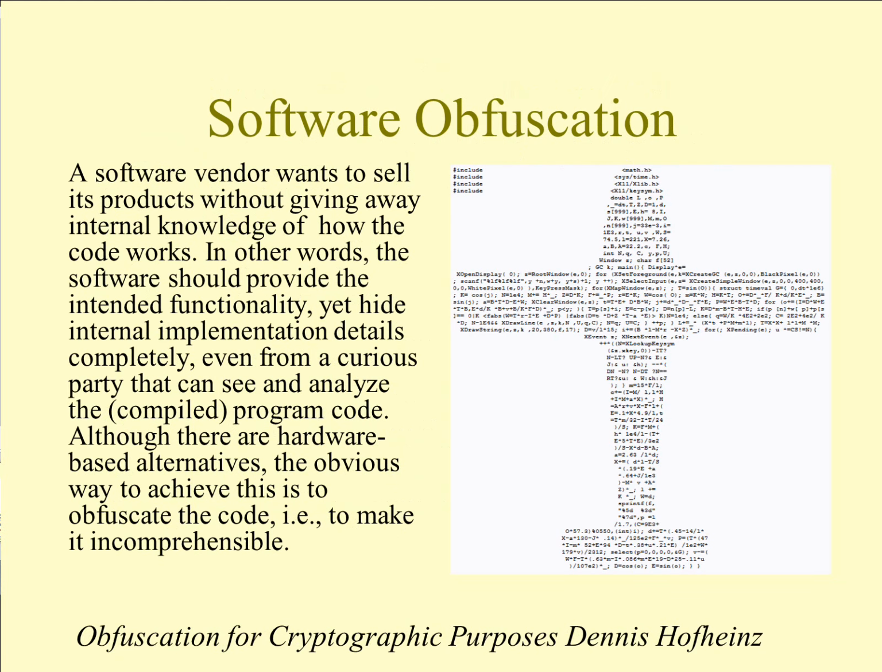Okay, so take a look at this program on this slide. This is a really interesting slide. Assume that a software vendor wants to sell its products without giving away internal knowledge of how the code works. So the software should provide the intended functionality yet hide the internal implementation completely. This is the whole idea behind object-oriented programming. Typically, you're okay exposing the interface, but you don't want to expose the implementation of it.